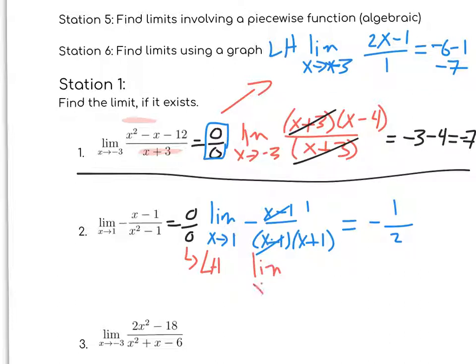this would be the limit as x approaches 1. The derivative of the top is going to be 1. The derivative of the bottom is going to be 2x. And if we plug in 1, we get negative a half. I don't recommend that. I think factoring is easier, but I'm trying to give as many examples of L'Hopital's as I can.